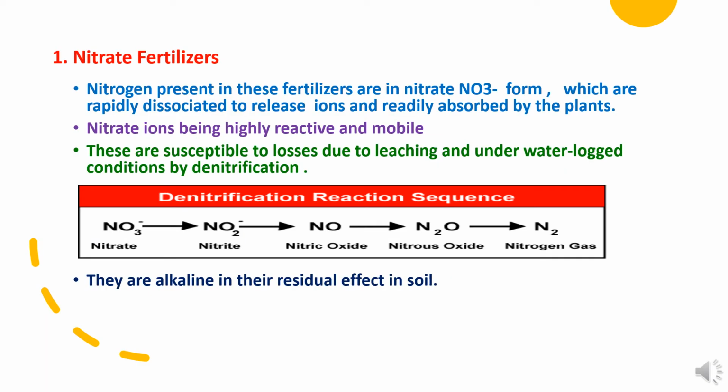Under inorganic nitrogenous fertilizer, first we will study about nitrate fertilizers. These fertilizers contain the nitrogen in the form of nitrate, NO3, and these are readily available and absorbed by plants easily. This nitrate form is highly mobile and prone or susceptible to leaching loss. Under waterlogged condition, there will be loss because of denitrification process, where the nitrate is lost in the form of nitrogen gas. These fertilizers are alkaline in nature in soil as a residual effect.